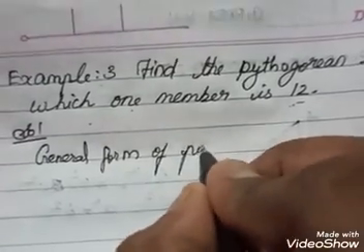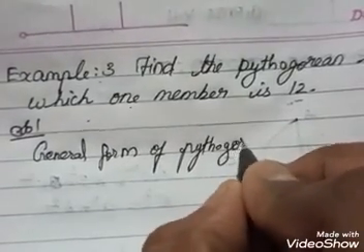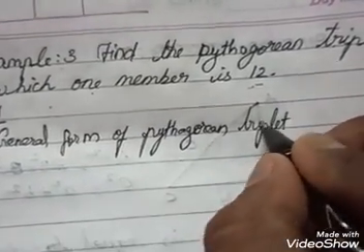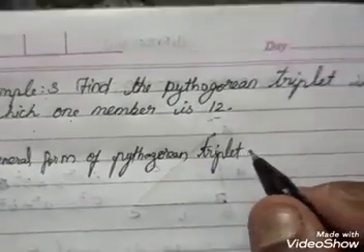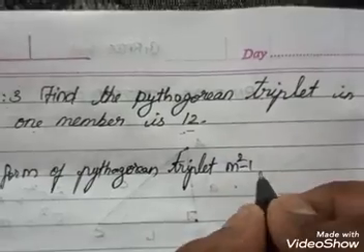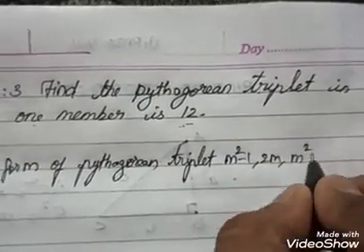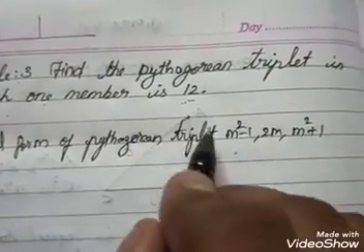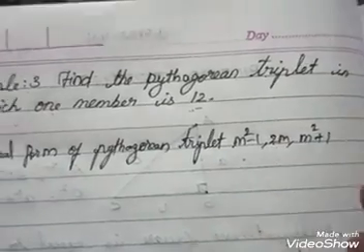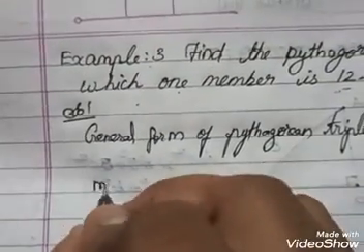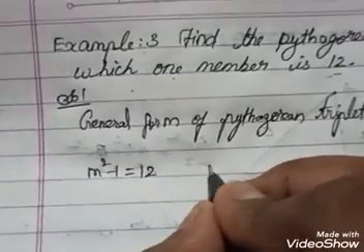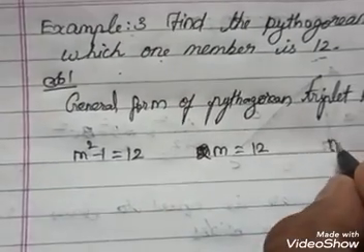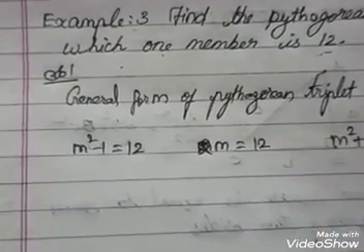general form of Pythagorean triplet, that is m square minus 1, 2m, m square plus 1. So we don't know whether the value is equal to m square minus 1 or 2m or m square plus 1. So one by one we need to check. m square minus 1 equal to 12, or 2m which is equal to 12, or m square plus 1 which is equal to 12.